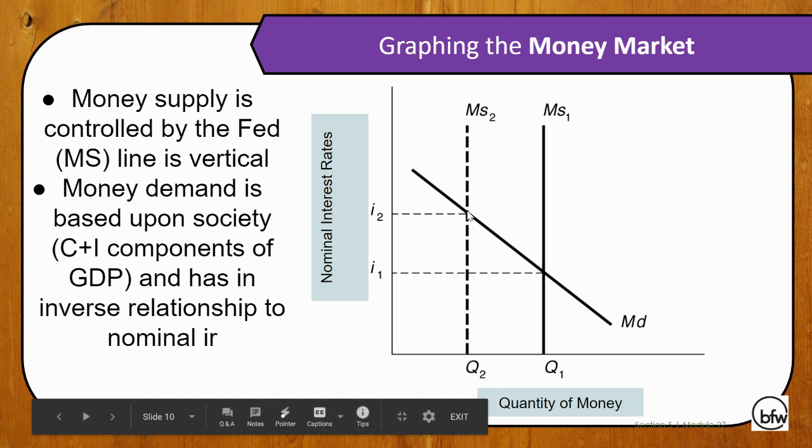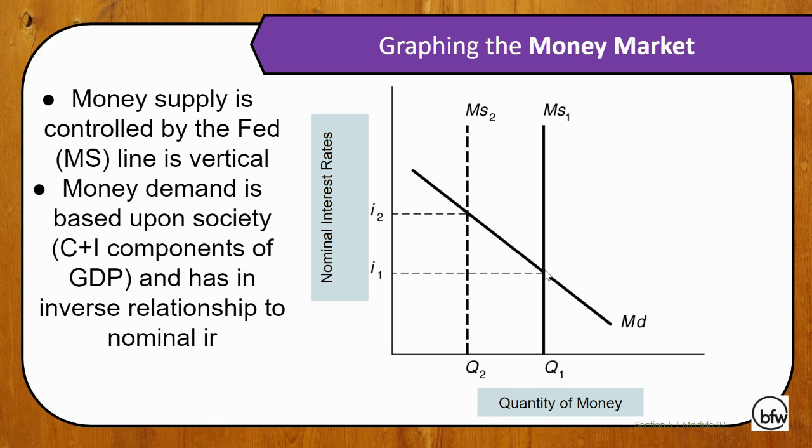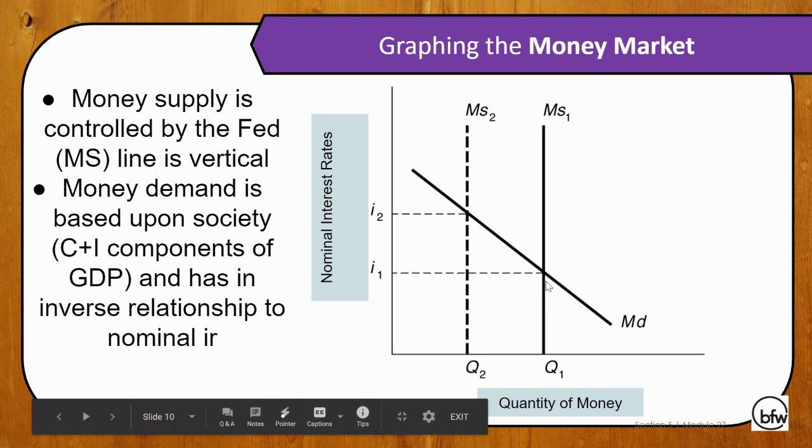So at higher interest rates, because there's two things you do with your money, you save it or you spend it, the quantity demanded of money is going to go down because individuals are going to choose to save. At lower interest rates, the quantity demanded will rise because you're going to choose to spend.